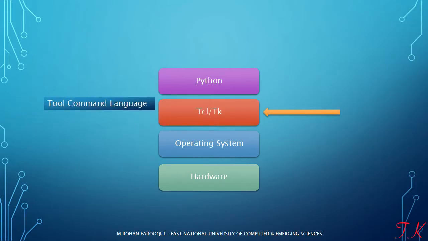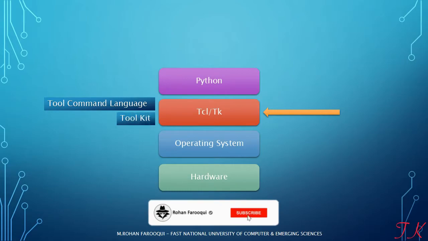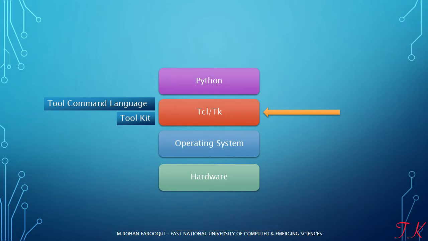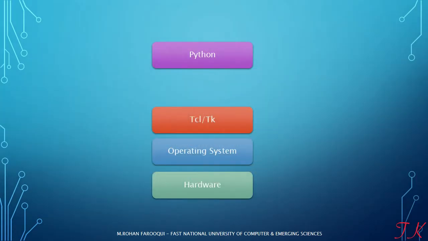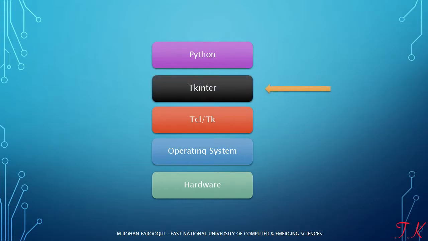Here TCL stands for Tool Command Language and TK stands for Toolkit. Toolkit is basically used for building graphical user interfaces, and Tool Command Language is a scripting language with its own interpreter. But the thing is, TCL/TK does not allow Python to use it or access its services. For this we introduced a fifth module and named it Tkinter. So now Tkinter accesses the TCL/TK services in Python for building a graphical user interface.